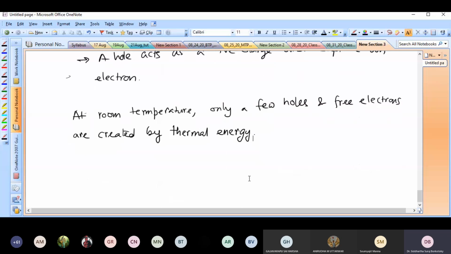Okay, this is an important thing. At room temperature, if you try to see how many holes and free electrons are being produced in the silicon crystal, that's not much. In order to make use of these as electronic components, we want a lot more than those. We need more, and we want to create them in a controlled manner. How do we do that? How do we create more holes and more free electrons? We do that by a technique called doping.